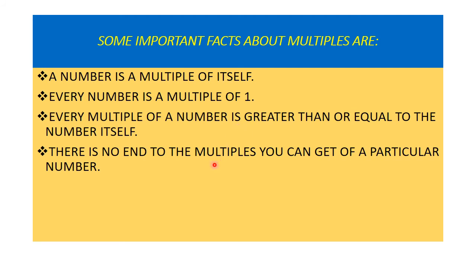Now the last point says that there is no end to the multiples you can get of a particular number, because there are numerous, uncountable numbers. So there can be many different multiples of a particular number. I hope all these points are absolutely clear to you. Let's move further and solve a few questions.